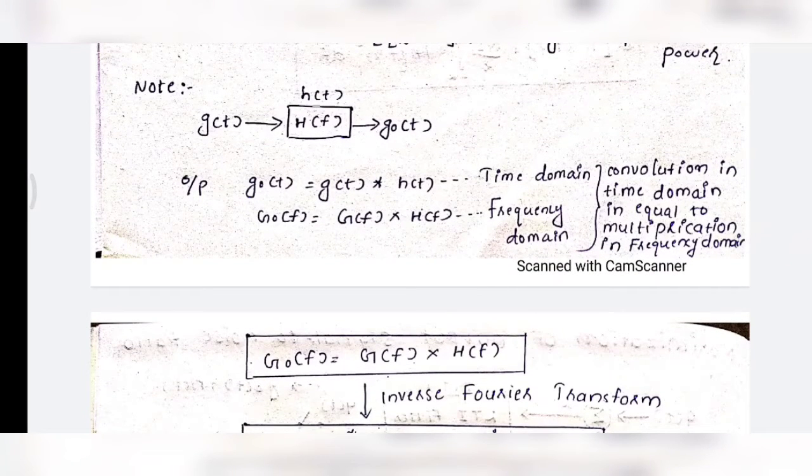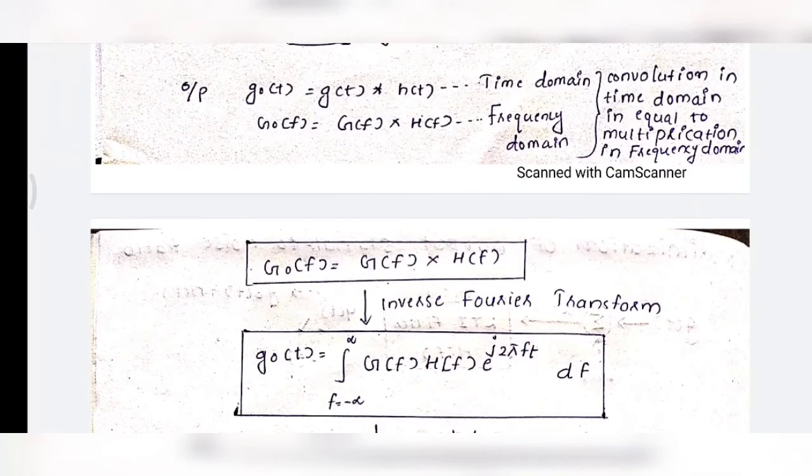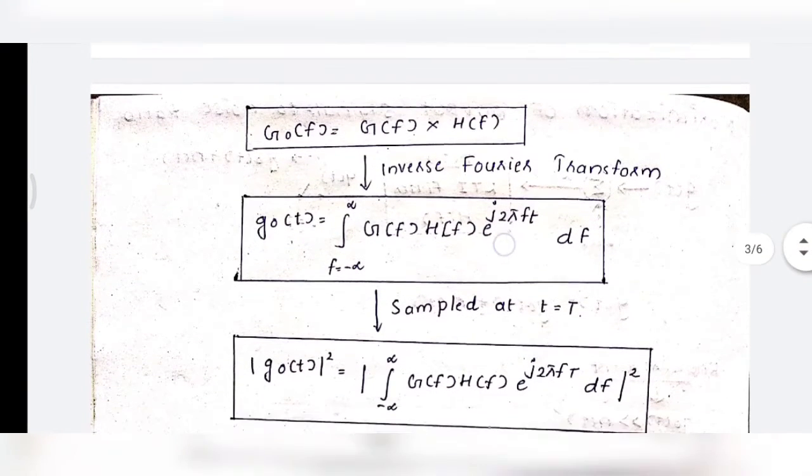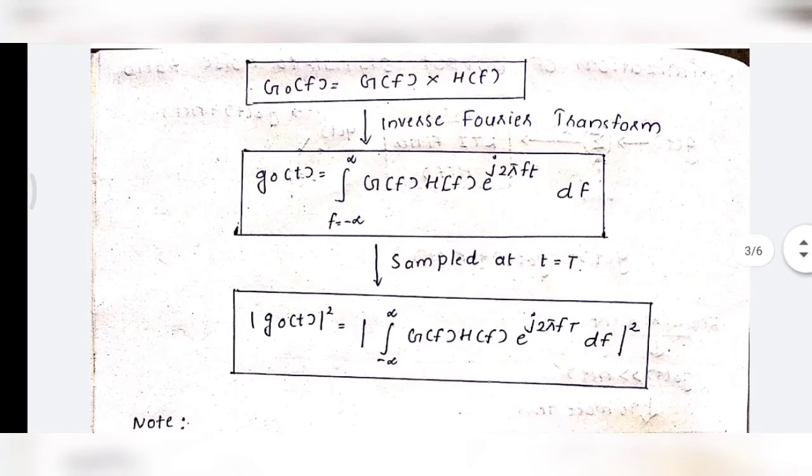Now we use this equation, G naught f is equal to G of f into H of f. That is the frequency domain representation of g naught t, and in order to get the time domain version, we take an inverse Fourier transform. So we get g naught t is equal to integral from minus infinity to infinity of capital G of f H of f e raised to j 2 pi f t df. After converting into time domain, we can sample at t equal to capital T. After sampling, we get modulus of g naught T squared is equal to modulus of integral from minus infinity to infinity of capital G of f H of f e raised to j 2 pi f T df, squared.